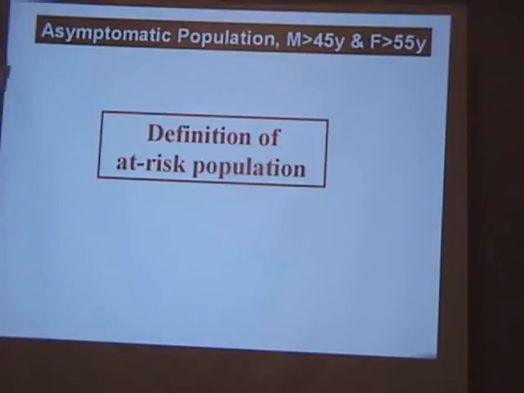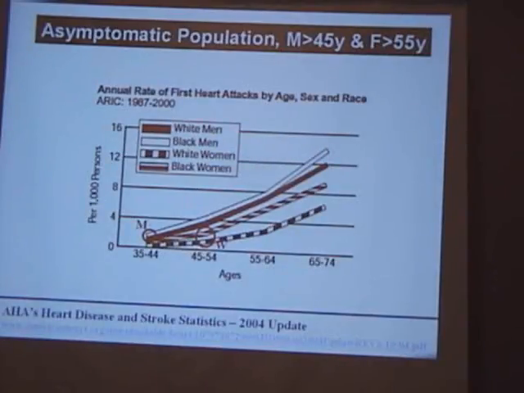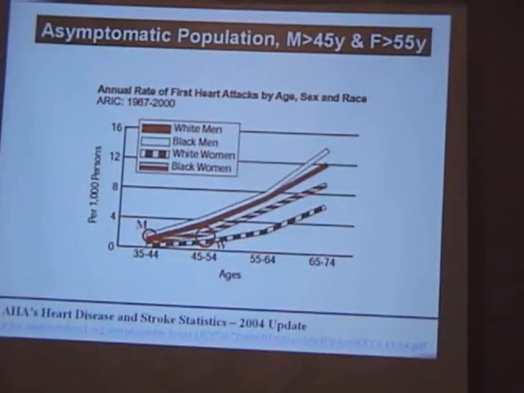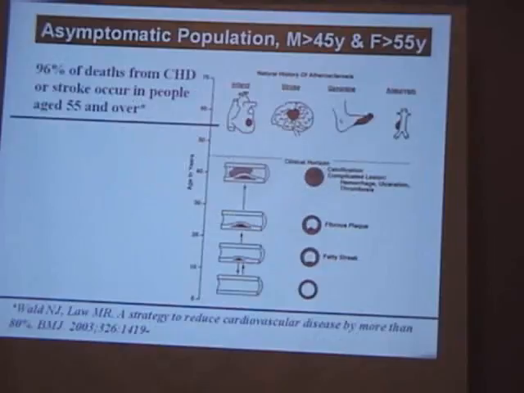We say, we will start screening all men about 45 and all women about 55. And why did we say that? Because a first heart attack, according to American Heart statistics, is very rare in men below 45 and in women below 55. It is rare. And 96% of all deaths from coronary heart disease or stroke occur in people aged 55 and over. It was the people behind the polypill concept, and the reason they chose age 55, where everybody should take a polypill.